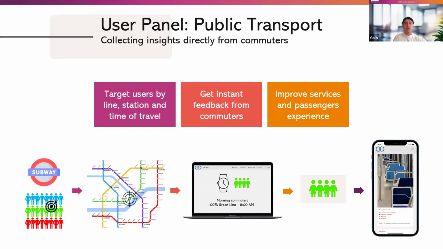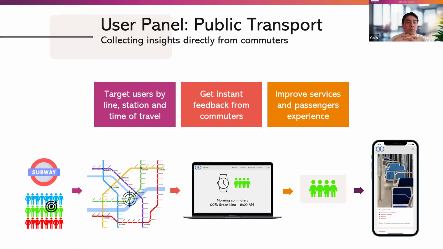Then we also have a user panel, and in this case, we are going to give an example of public transportation. Here, you're basically going to be collecting insights directly from commuters. For example, in your panel, you can target users by line, station, and the time they travel. This is going to allow you to get instant feedback from commuters in order to improve services and passengers' experience.